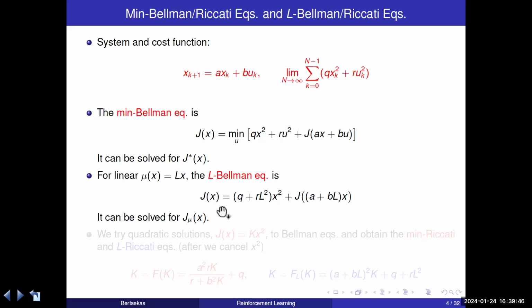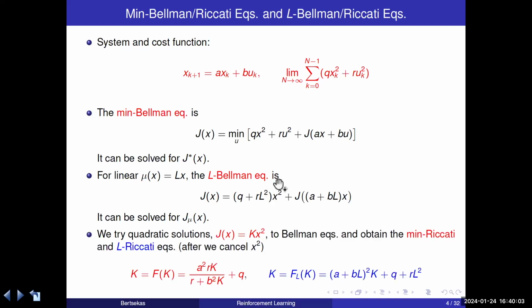Now, linear policies are important for the linear quadratic problem because it turns out that the optimal policy is linear and everything revolves around linearity. And also a nice thing that's happening here is that these equations, these Bellman equations, can be simplified to what we call Riccati equations. So how do we solve these Bellman equations?